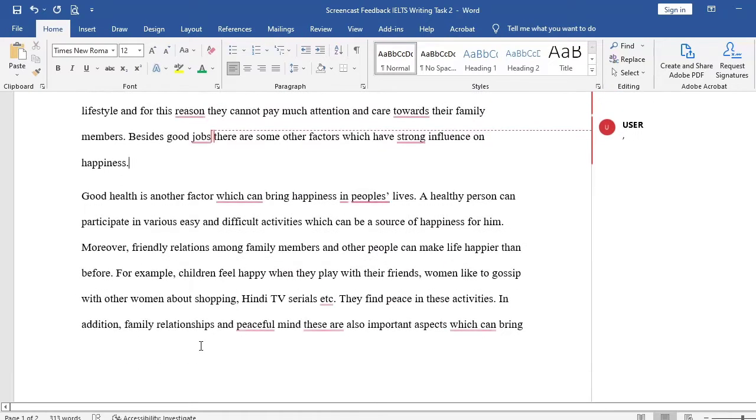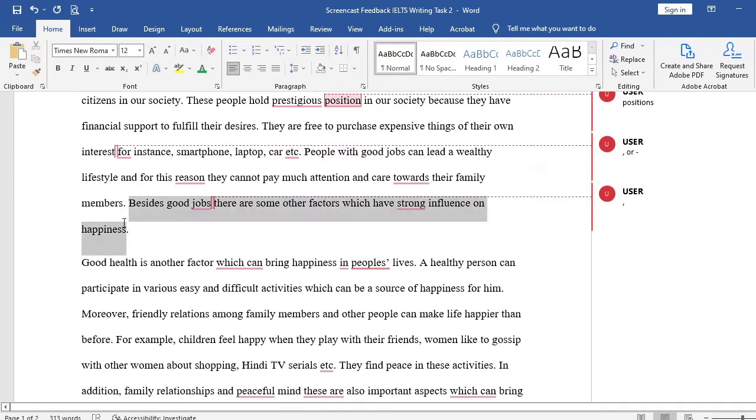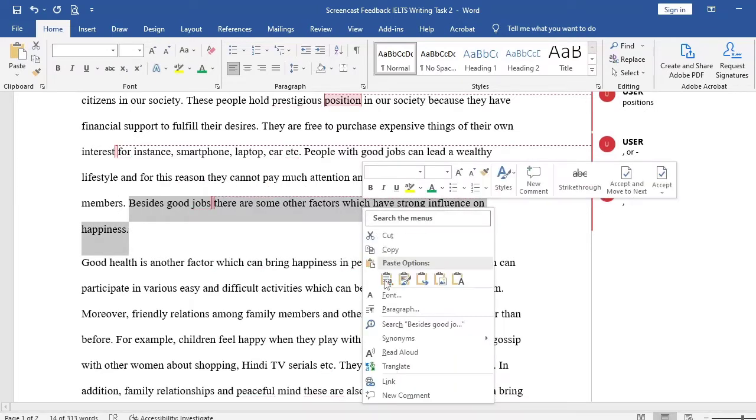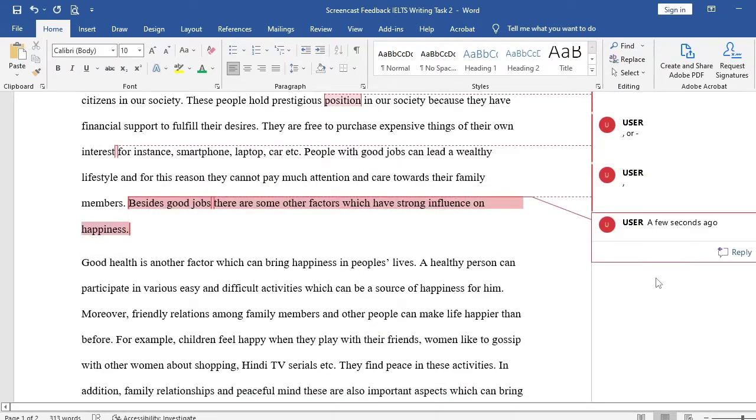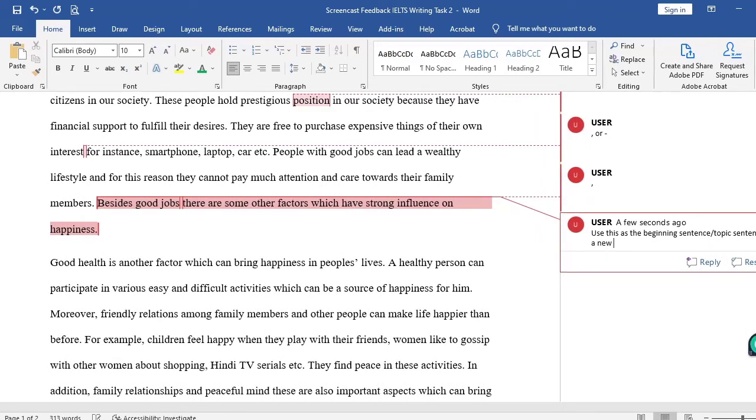Because there should be only one main idea in each paragraph, right? So she has just written 3 paragraphs. She could have written 4 or 5 paragraphs. So I don't think that this sentence deserves to be in this paragraph, because it's a new point. Use this as the beginning sentence or a topic sentence of a new paragraph. Alright.